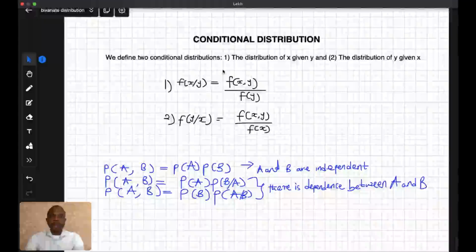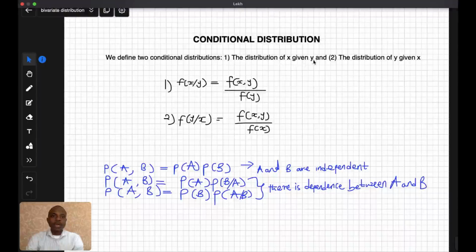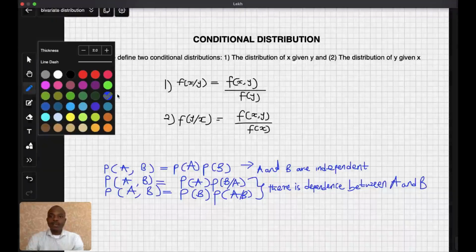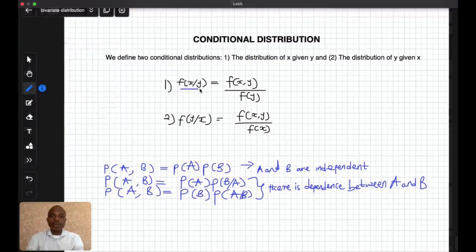We'll be looking at conditional distribution. We define two conditional distributions: the distribution of x given y and the distribution of y given x. All right, so the first one is the distribution of x given y, and then the second one is the distribution of y given x. It will help if you can relate the first and second distributions with your knowledge of probability.